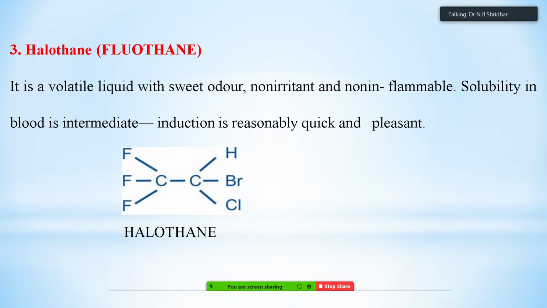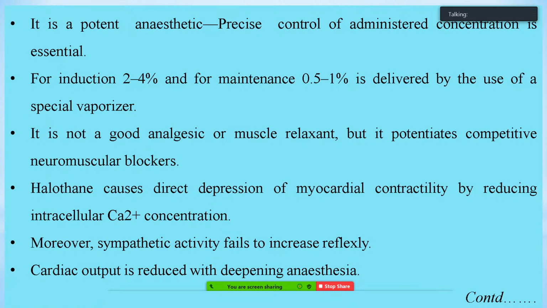So the third agent is halothane, also known as fluothane. It is a volatile liquid with a sweet odor, non-irritant, non-inflammable. Solubility in blood is intermediate. Induction is reasonably quick and pleasant. Halothane is a fluorinated anesthetic agent, because there are three fluoride moieties and a bromide moiety, hydrogen and chloride in the structure. You can see the structure relationship.